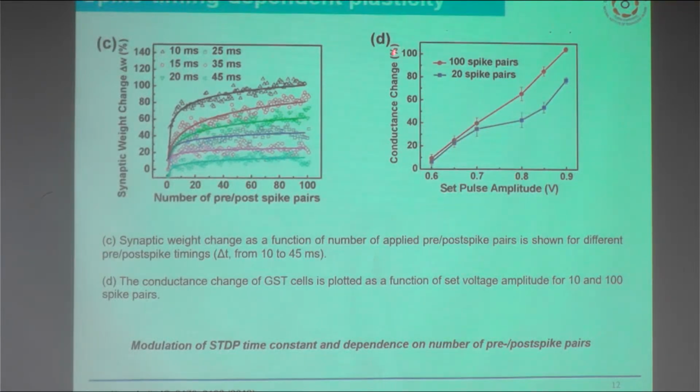So here the conductance change and set pulse amplitude can be identified. The conductance change of the GST cell is plotted as a function of set voltage amplitude for 10 and 100 spike pairs. Here we can see the set pulse amplitude varying from 0.6 to 0.9. Set pulse means when we are making our device crystallize. So at the time of crystallization, we can see the varying of this amplitude, and for 120 spike pairs, we can see the conductance change in percentage. So what happens when you have provided a smaller number of spike pairs? We can identify a little bit of change compared to the larger number of spike pairs.